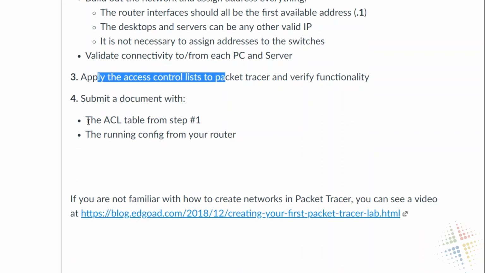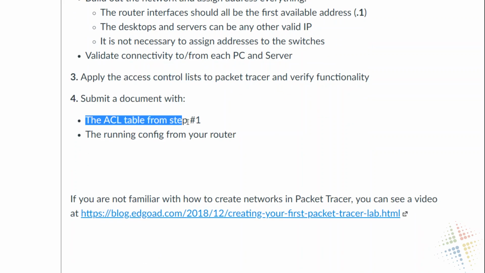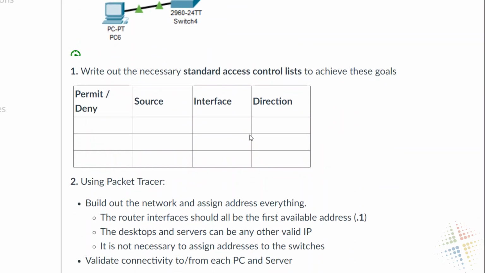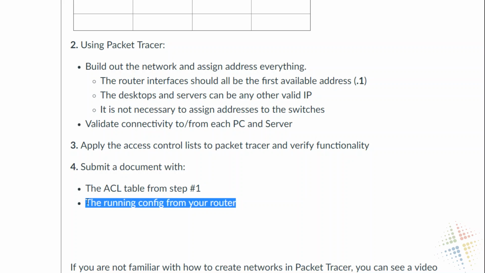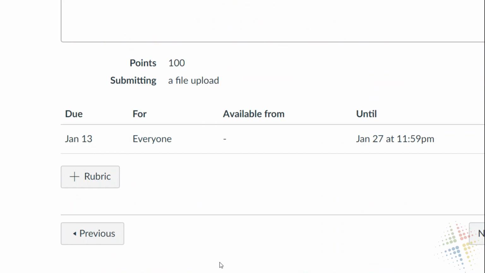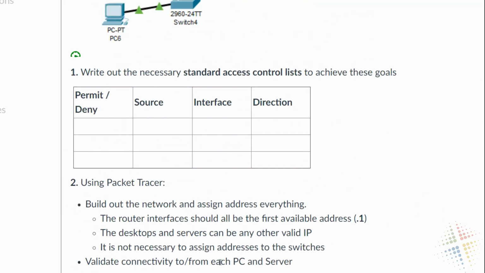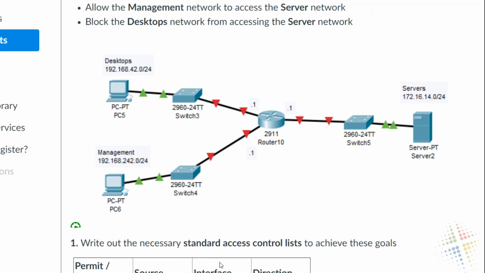So now what I need to do is open up a Word document and paste in that access list that I had created up here. And then do a show run from the router, paste that in and submit it. And that's all there is to it. And then as we move forward, we'll be having more and more of these, possibly reusing the same configurations, which is why I suggested to save it as it was.